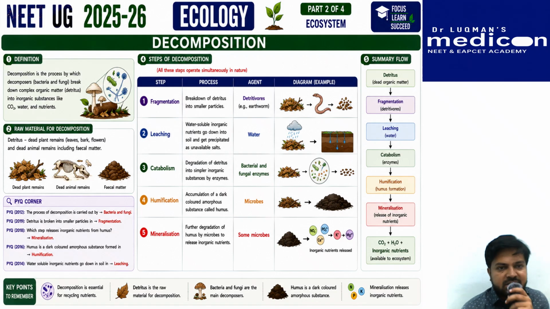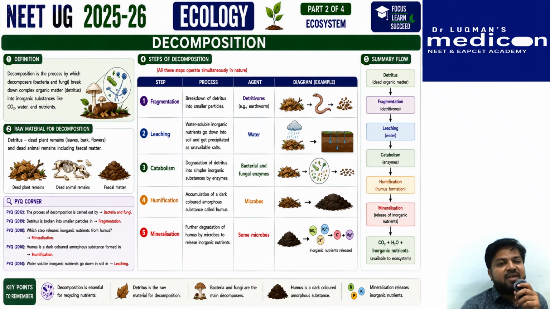So let's see what decomposition is. The definition of decomposition is the process by which decomposers, that is bacteria and fungi, break down complex organic matter, detritus, into inorganic substances like carbon dioxide, water and nutrients. So basically detritus means dead organic matter.